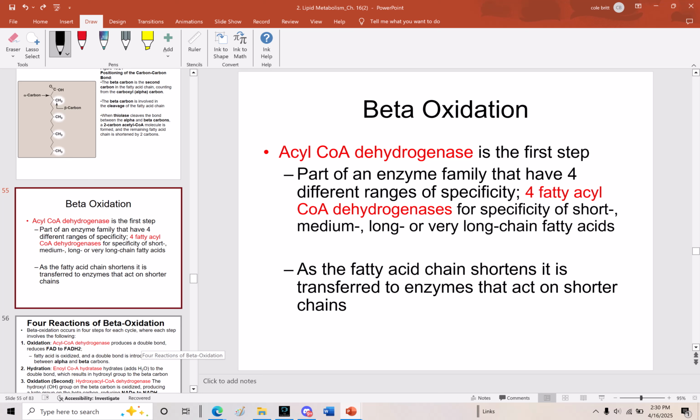And then when you get down to like the 8 or 6 carbon, you're going to switch to the short chain acyl-CoA dehydrogenase. Don't worry about the exact sizes of the fatty acids. Just know that there are 4 different acyl-CoA dehydrogenases depending on how long the fatty acid is. The shorter it gets, you'll switch to the other one, and you'll keep switching until the whole thing is cut down. There are 4 specific for short, medium, long, or very long chain fatty acids. As the fatty acid chain is shortened, it transfers to the enzyme that acts on the shorter chain.